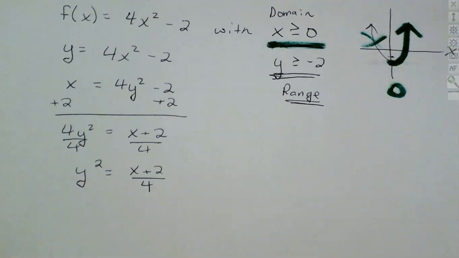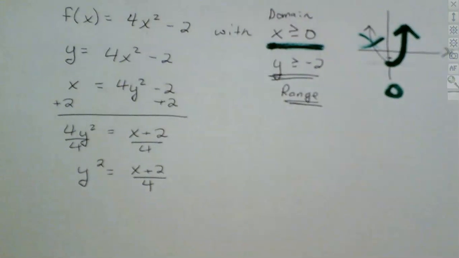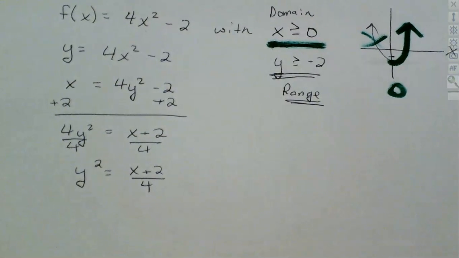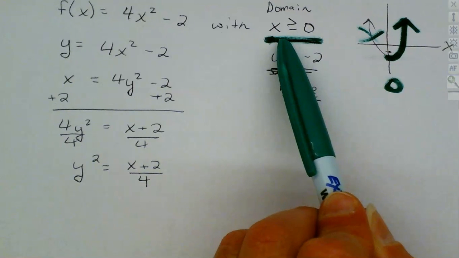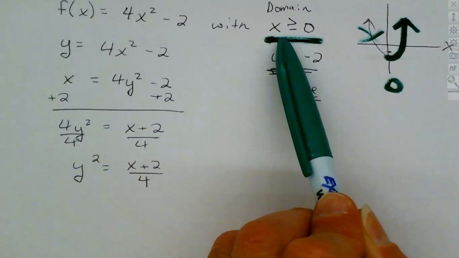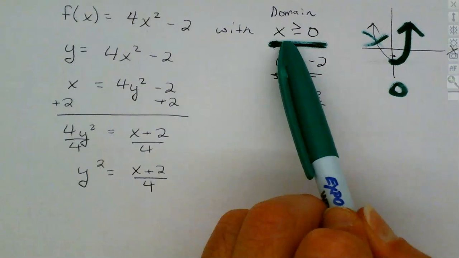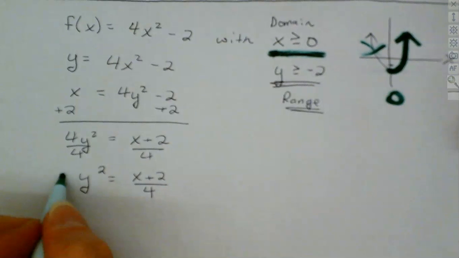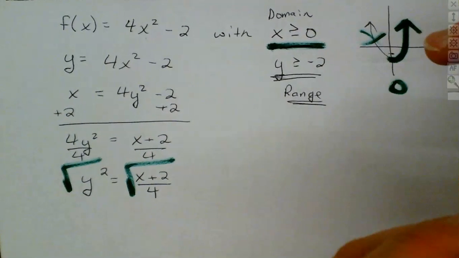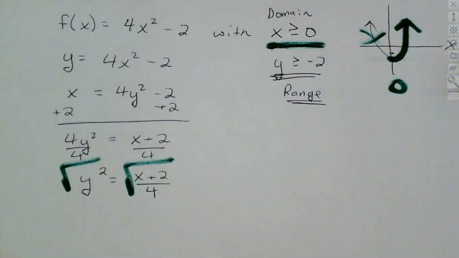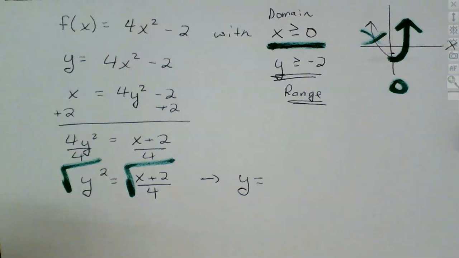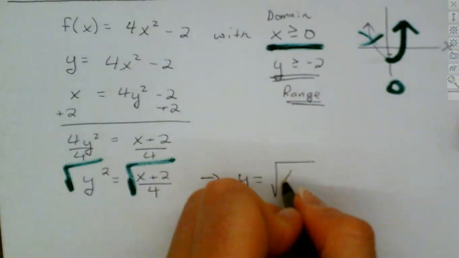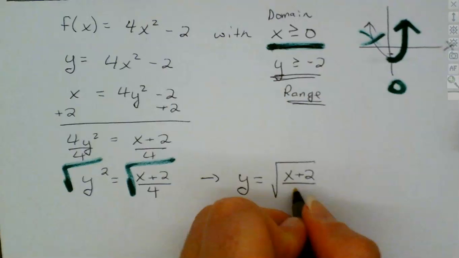Now, how do we get rid of a square? Square root. Now, we don't have to worry about the plus or minus case because we're only looking at half of the picture. So normally we would put the plus or minus, but we don't have to because we restricted it to only half the graph. So when we take our square root, we don't have to put the plus or minus because we've restricted it. So now we've got y equals the square root of x plus 2 over 4.